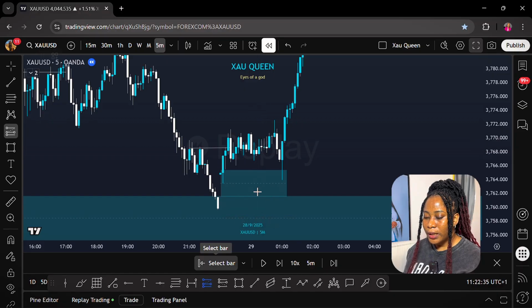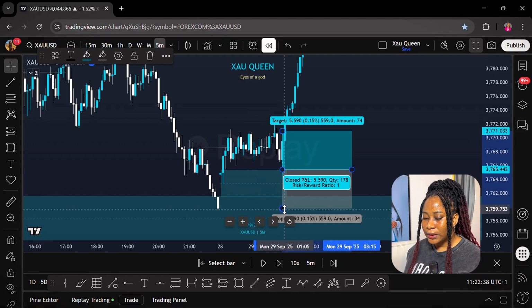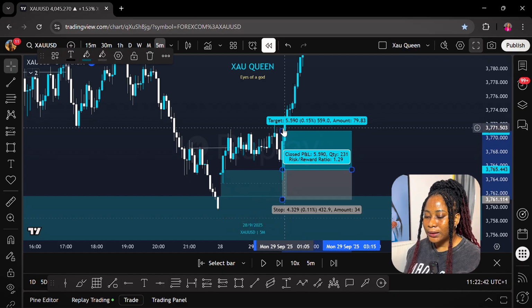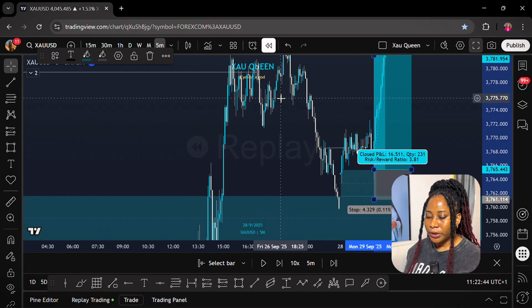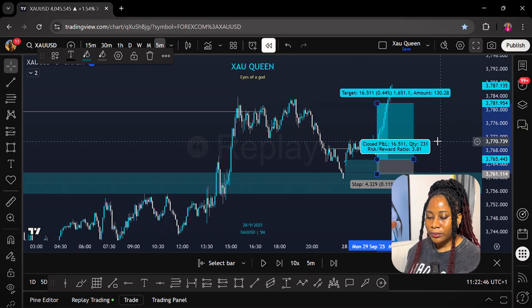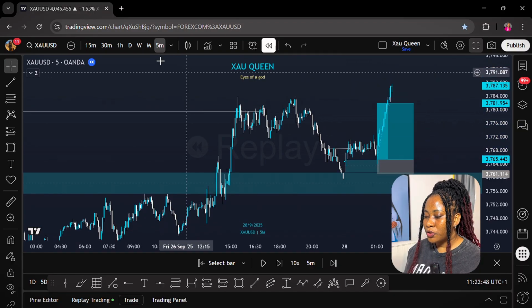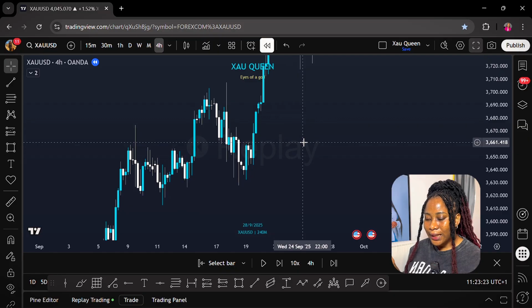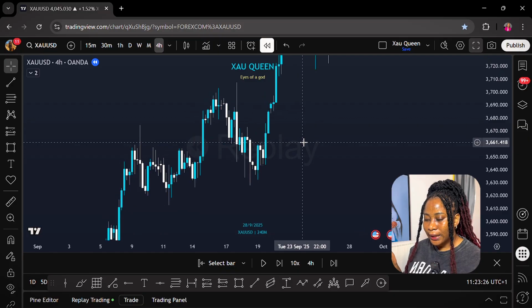So this is where I would have practically entered this trade. SL just below, and then targeted for the next high to be taken. You see, that's confirmation entry. I think I've given you examples on the 1 hour and 4 hour. Let me give you another example of a trade that I took.